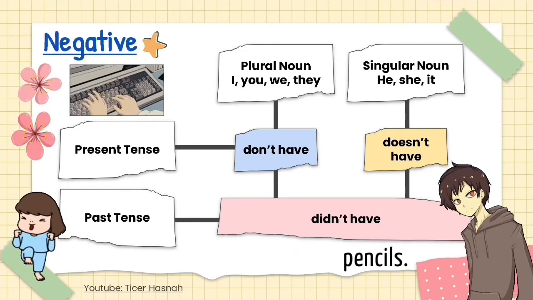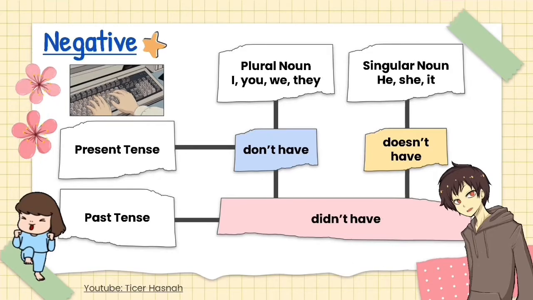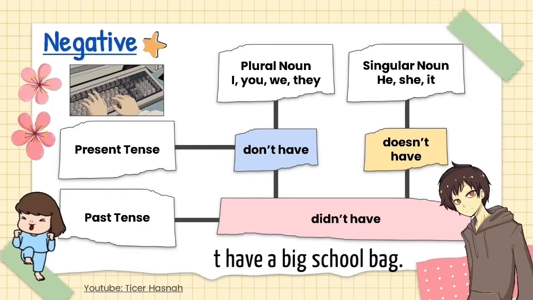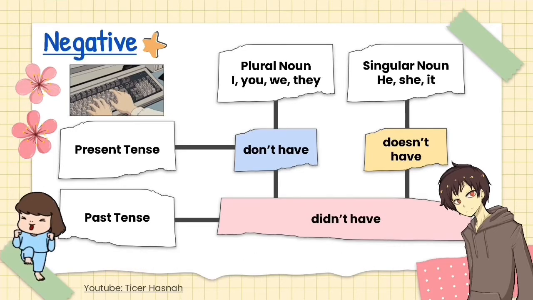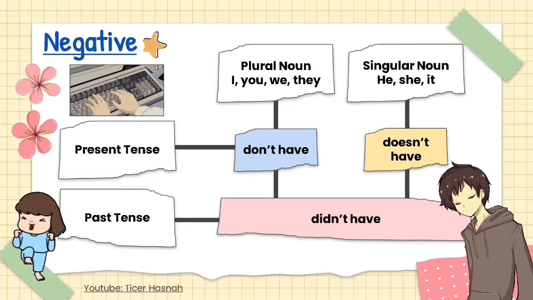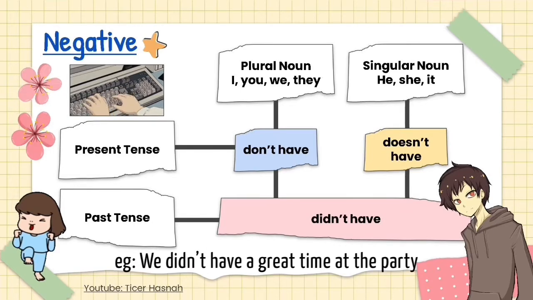If the subject is a singular noun, he, she, or it, and the sentence is in the present tense, we use doesn't have. For example, she doesn't have a big school bag. Lastly, for all the subjects in the past tense, we use didn't have. For example, we didn't have a great time at the party.